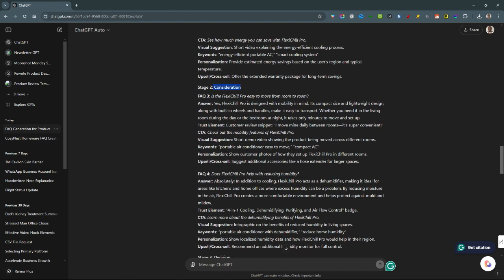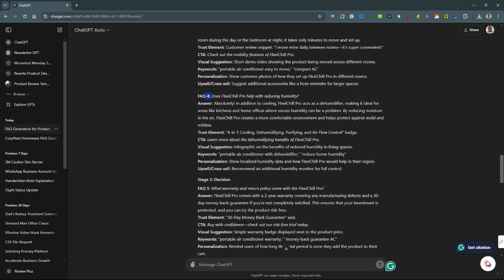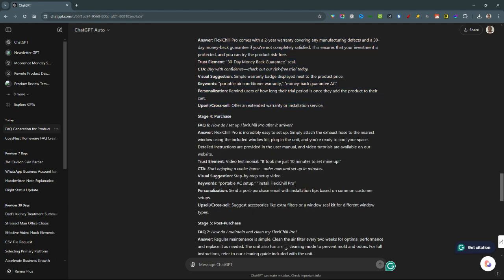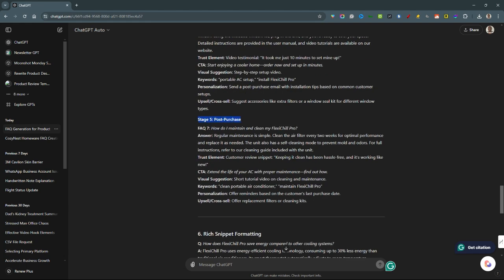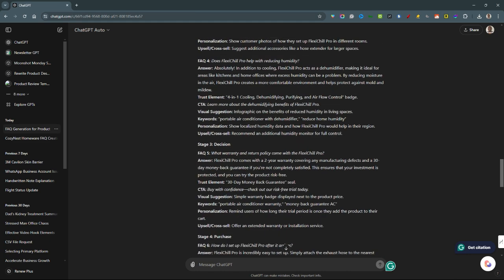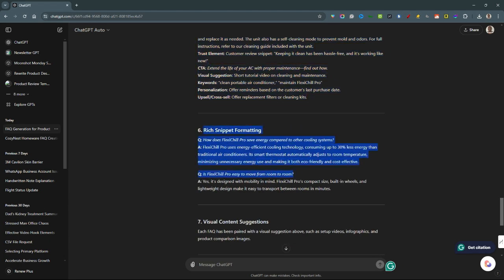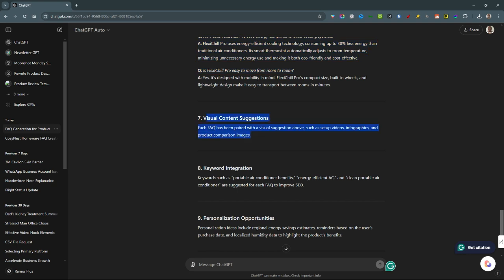You've got the consideration part of the FAQ page, which is basically just asking, is the Flex Chill Pro easy to move from room to room? And again, another FAQ there. Next one is the decision, which is stage 3, stage 4, which is purchase, and then stage 5 is post-purchase. So what it's doing is basically tracking the whole journey for your customer. It's asking questions and then answering them based on what their journey is. All right. It also gives you rich snippet formatting, visual content suggestions, and keyword integration as well.